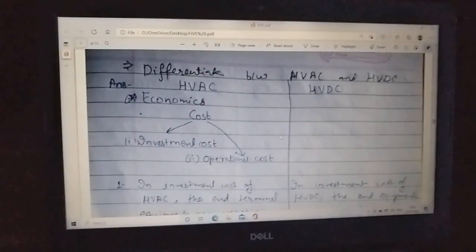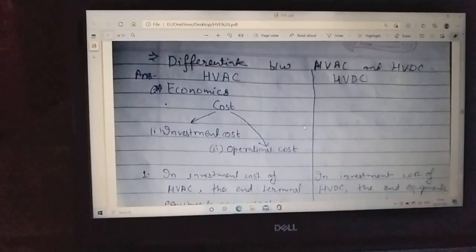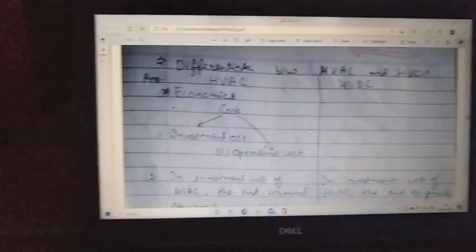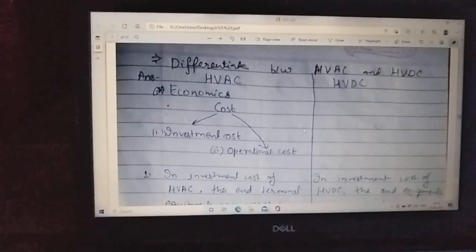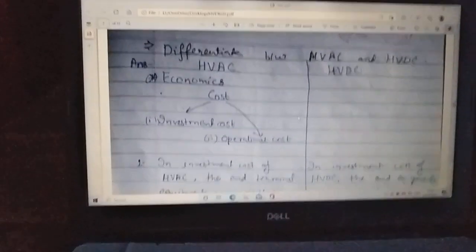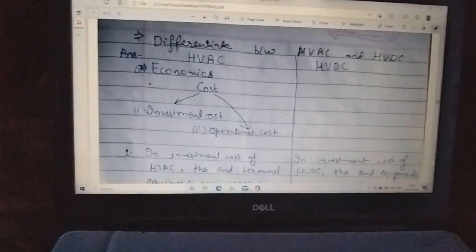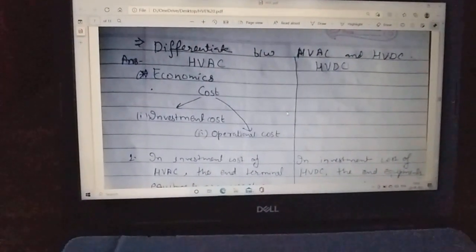Now we will move towards how we can differentiate between HVAC, that is high voltage alternating current, and HVDC, that is high voltage direct current.